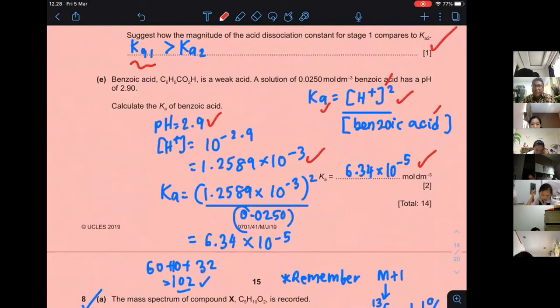Ka is 6.34 times 10 negative 5. Not a big deal to apply, but you need to know the formula. Learn how to remember the formula.